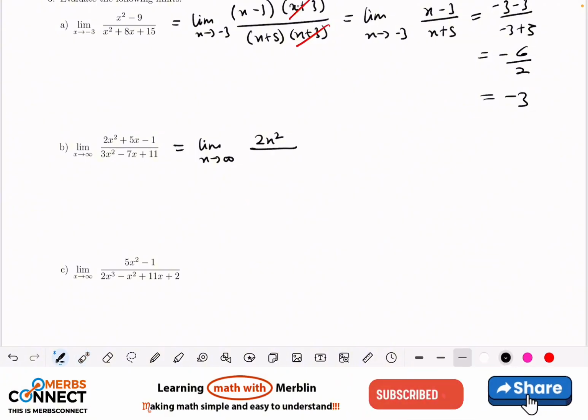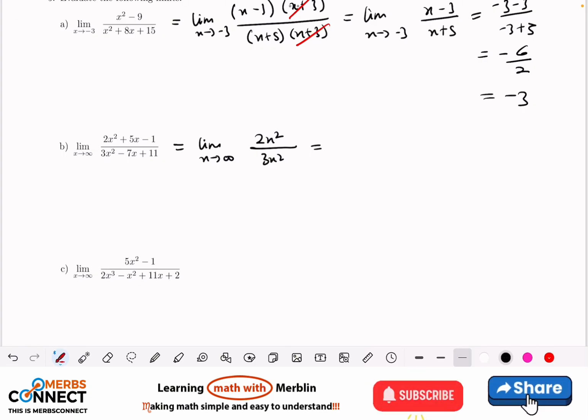I look at the denominator too, and I see that 3x squared is the one with the highest degree. So I'm not going to write this one. But let's assume that this is to the power 3. Then I'll write here minus 7x to the power 3. Good.